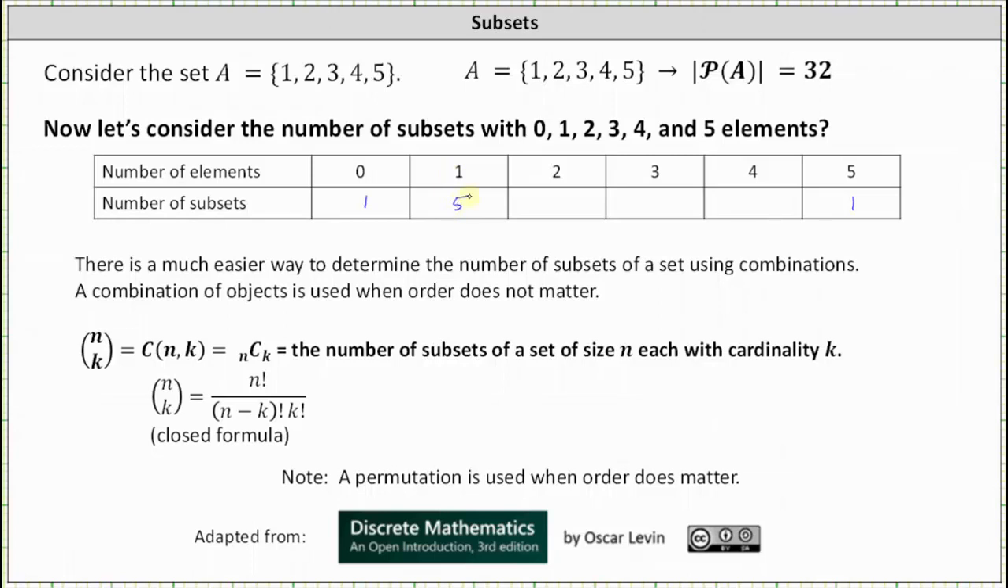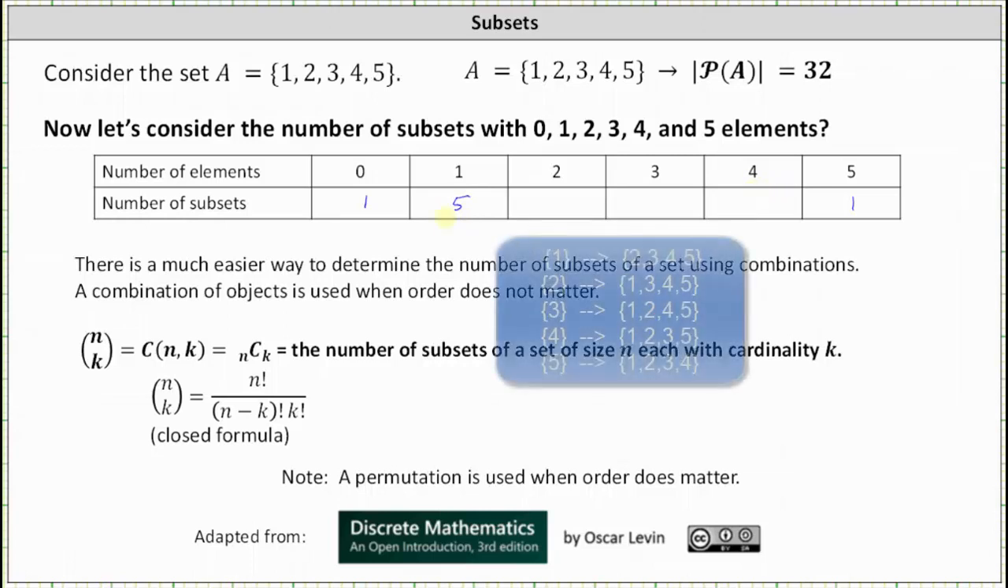And now if we think about this for a moment, the number of subsets with 4 elements is going to be the same as the number of subsets with 1 element. Every time we form a subset with one of the 5 elements, we leave behind 4 elements that would form a subset with 4 elements. And therefore, there's also 5 subsets with 4 elements.